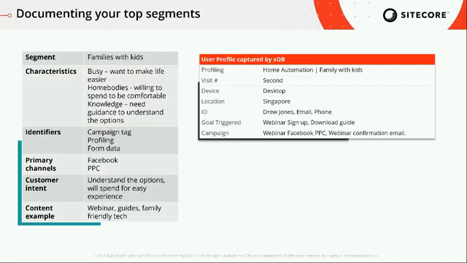And what is the customer intent? Well, they want to understand the options, and then they're ready to spend, but they want to make sure they're making the right decision. And then what is an example of the kind of content that they want? The webinar, guides, family-friendly tech articles, etc.